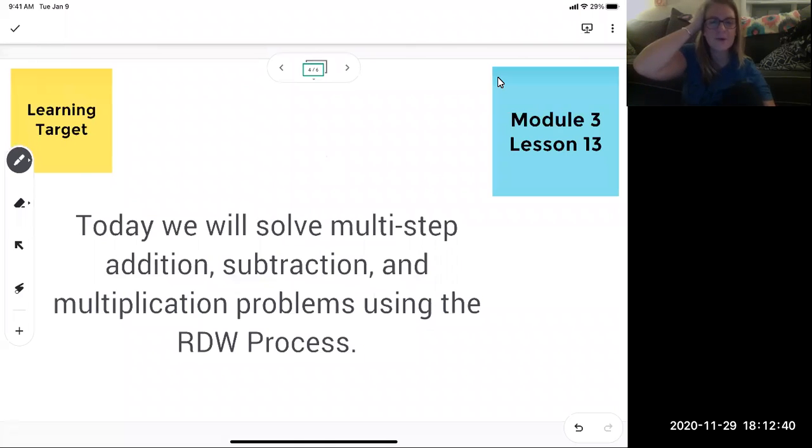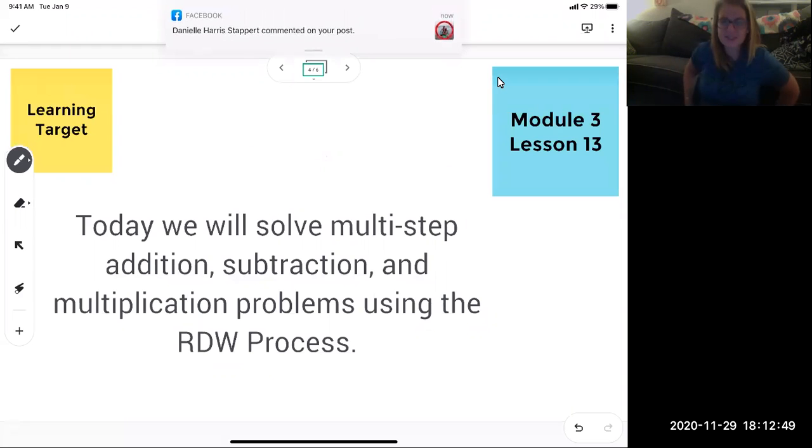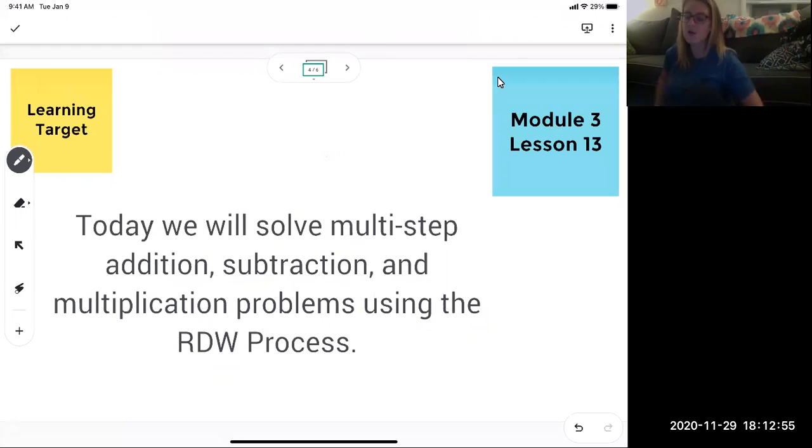Hi guys, now we're going to do Module 3, Lesson 13, and our learning target is that today we will solve multi-step addition, subtraction, and multiplication problems using the RDW process. So remember, the RDW process means read, draw, and write. So we're going to read the problem, draw a picture, and write a statement showing our answer.